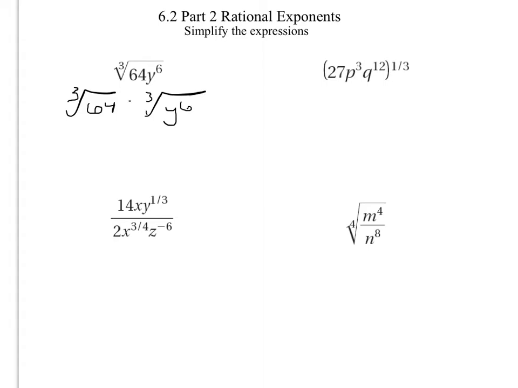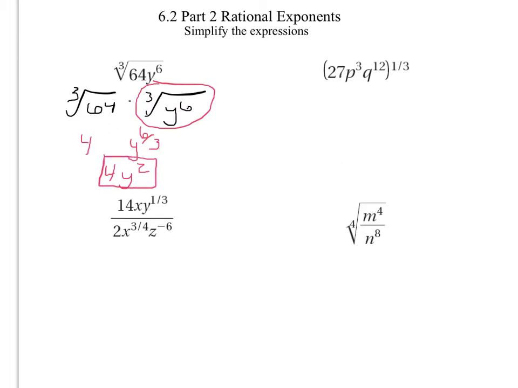Alright, so we start off with the cube root of 64. And if we go back to that list I gave you, the cube root of 64, that's just 4. Now this other part here, the cube root of y to the sixth, basically that turns into a division problem, because if we were to rewrite this in rational exponent form, this would be y to the 6 over 3. Alright, and then 6 divided by 3, that just basically breaks down to y to the second. So what our answer then would be is just 4y to the second.